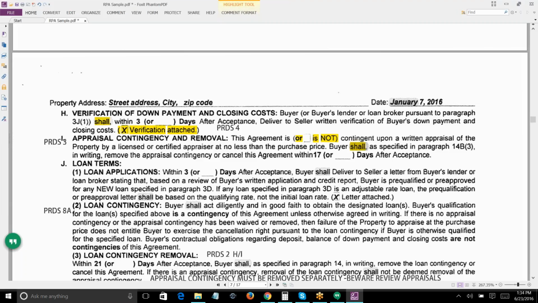You understand that? But the conversation you have to have about the appraisal is something like, so we're offering $800,000.